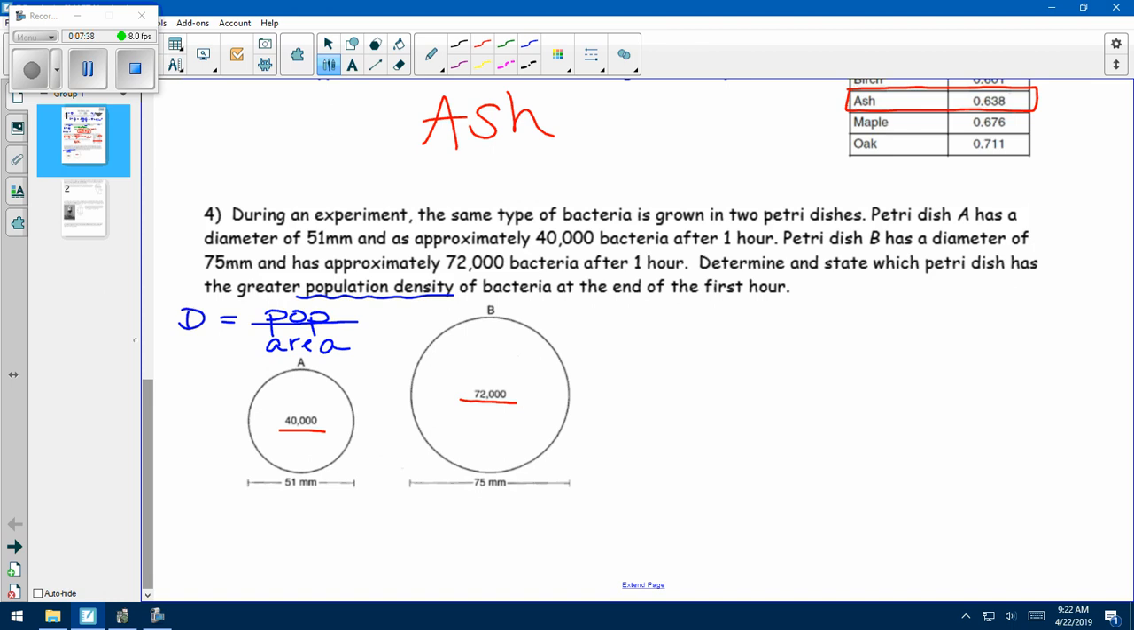So in this specific case of population density, if I start with Petri dish A and I calculate its population density, I would take the population of 40,000 and divide by the number of square millimeters that the bacteria in that Petri dish are occupying. So the area of that circular region would be pi r squared. So pi times the radius. If the diameter is 51 millimeters, the radius is 25.5. Okay, so take the population, divide by that area, pi times the radius squared.